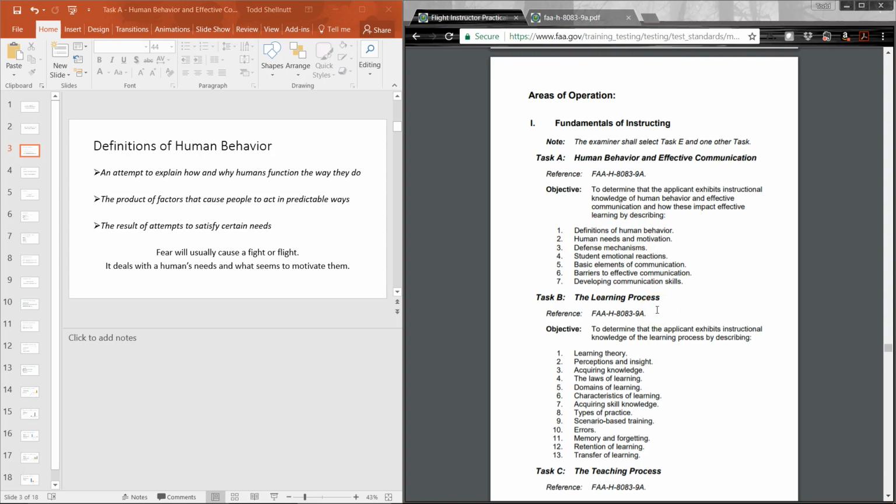And of course, we have 3 different definitions. You can choose any one you like. But it's an attempt to explain how and why humans function the way they do. It can also be the product of factors that cause people to act in very predictable ways, or the result of attempts to satisfy certain needs. Now, I did have these other 2 on here, so after I give the definition, I'd like to explain a little bit about why fear will usually cause a fight or flight, and that it also deals with a human's needs, and what seems to motivate them.